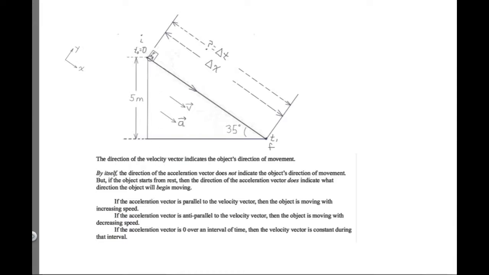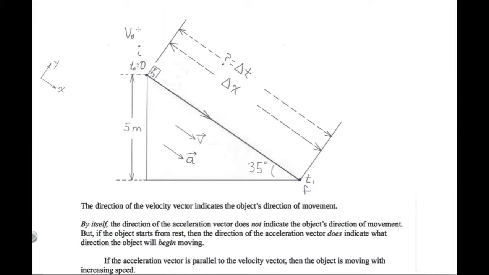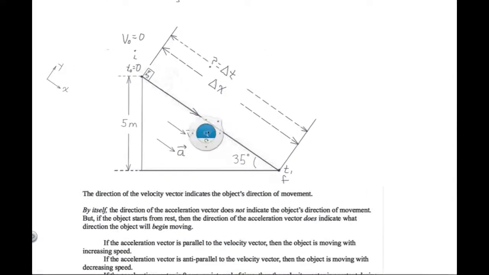We can say something extra though here. Remember, we know that the object started from rest. At time 0, the velocity is 0. It's only after time 0 that the velocity is pointing down the inclined plane. This arrow only applies to the times after time 0. At time 0, the velocity would be 0 and have no arrow. So what we can actually say is that this object is starting from rest, then moving down the inclined plane with increasing speed.